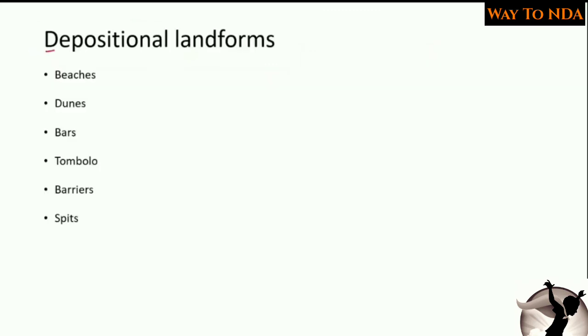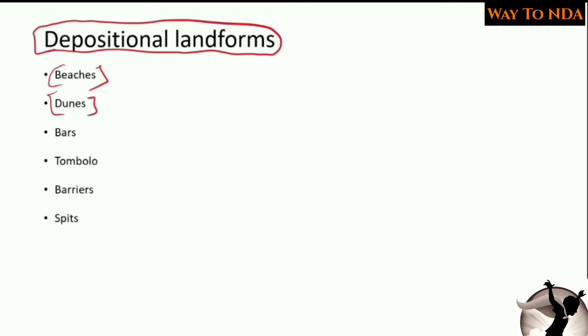Now next let's see what the depositional landforms are. So beaches are also depositional landforms, then dunes, then bars, then barriers, then spits. Okay, so beaches, dunes, bars, barriers, and spits. These are the depositional features of the marine landforms.